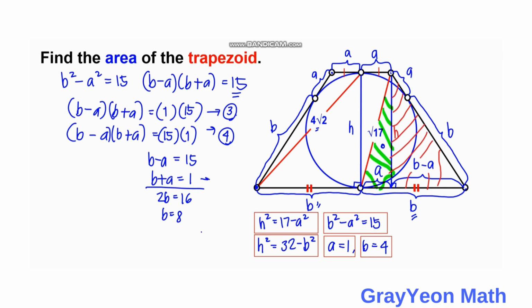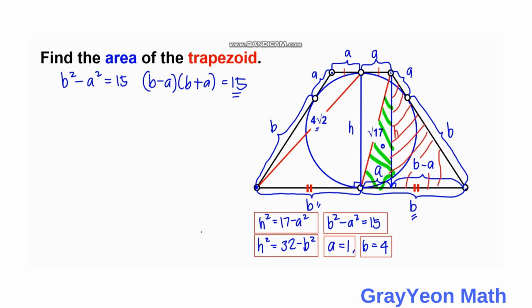Let's use the second one. So a will be equal to 1 minus b. So a is equal to 1 minus 8. It gives you negative 7. So this will again be invalid, this pair, because a is negative and a distance could never be negative. So this is invalid.